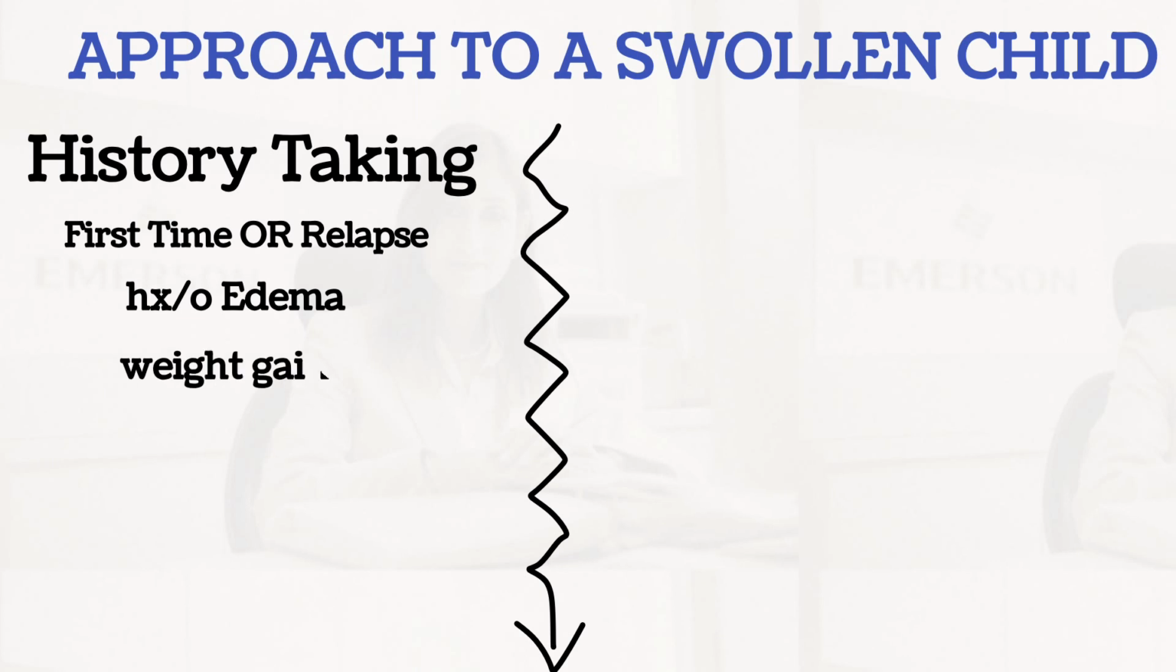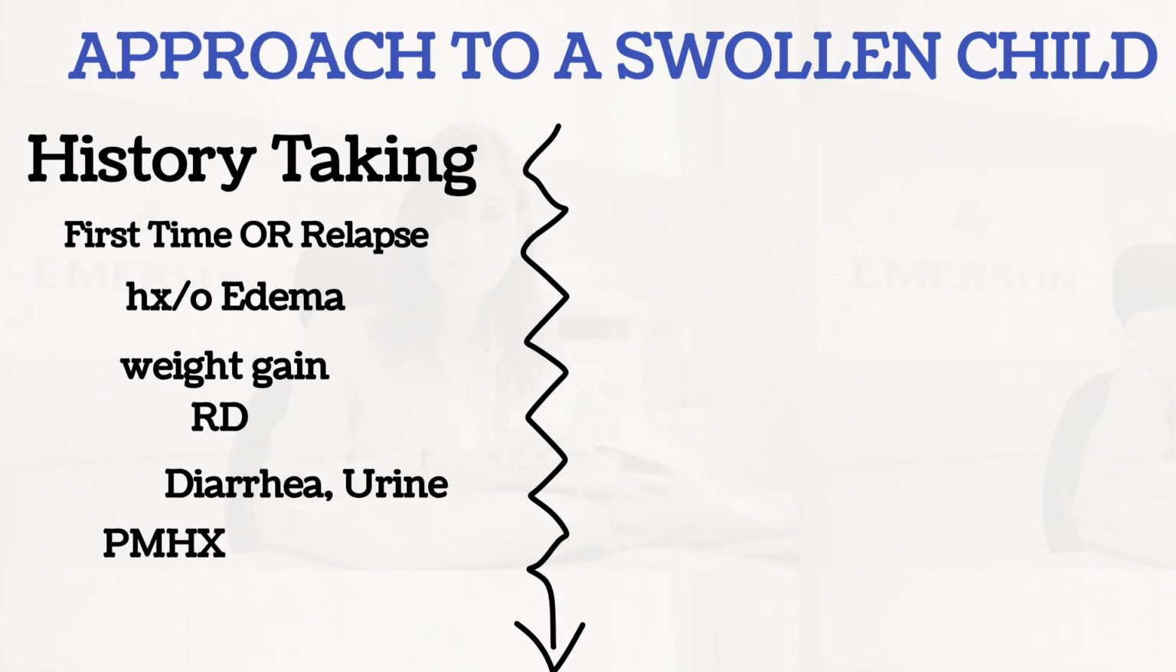Then you ask about weight gain. Then you ask about respiratory distress, is there breathlessness? Then ask about diarrhea, ask how the urine is. In nephrotic syndrome, the urine is most likely to be frothy. And then you also ask about the past medical and drug history, bearing in mind secondary causes, we mentioned drugs. So ask about any recent illnesses because, of course, secondary causes again. Ask about any allergies, ask about asthma. And then ask about the nutritional history, family history, those things. That's on history taking.